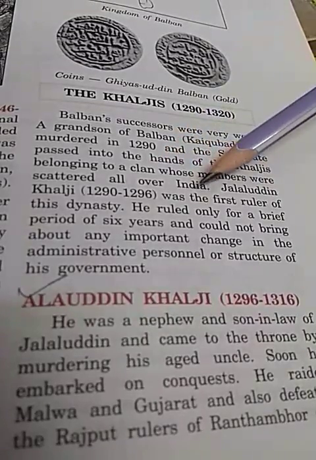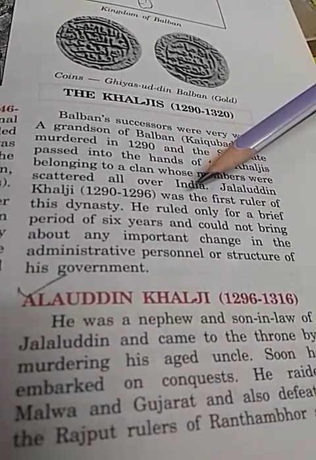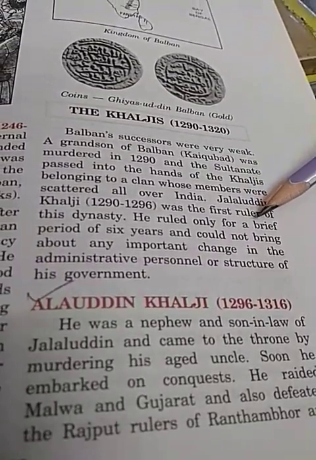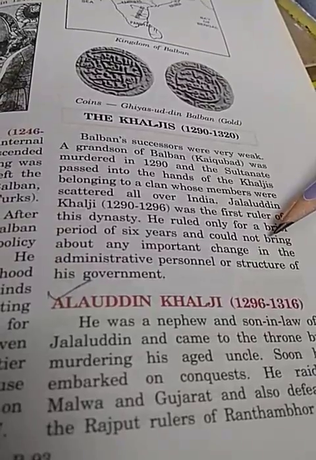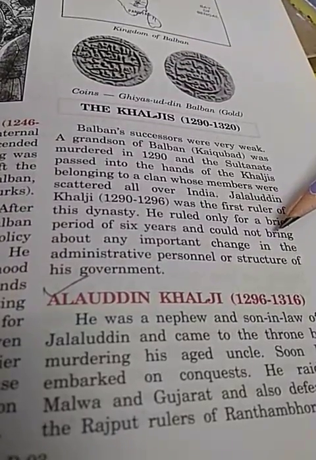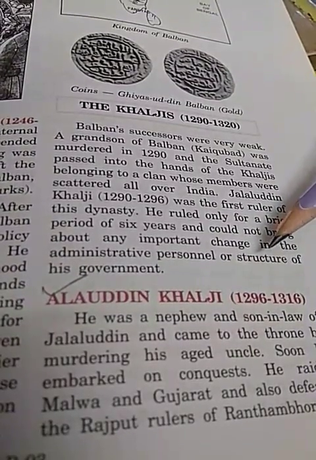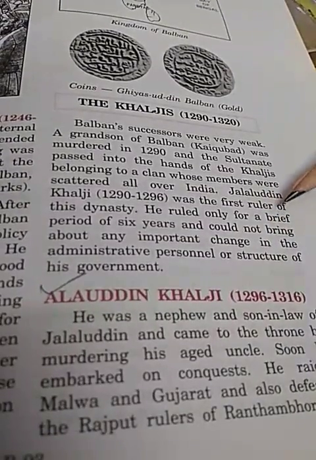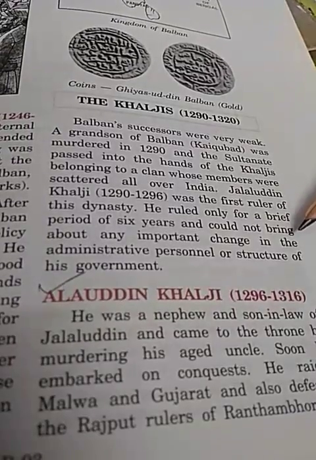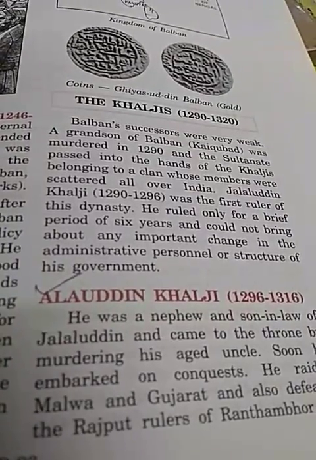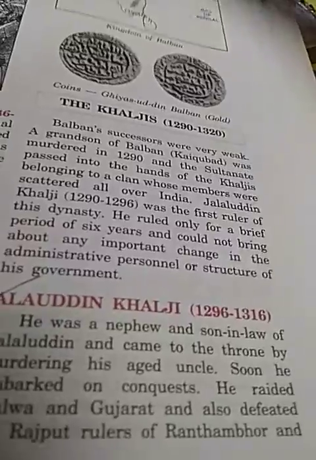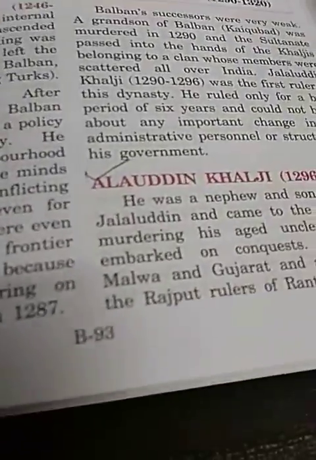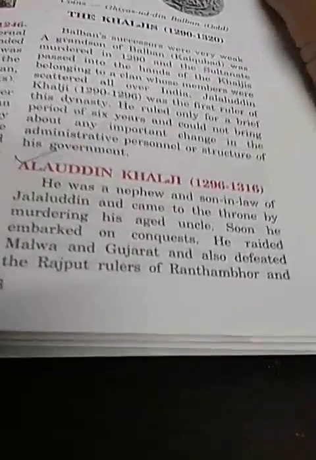Jalaluddin Khilji was the first ruler of this dynasty. He ruled only for a brief period of 6 years and could not bring about any important change in the administrative personnel or structure of his government. Due to his very short tenure, he was not able to make any kind of changes in the administrative system of his empire. The next one is Alauddin Khilji.